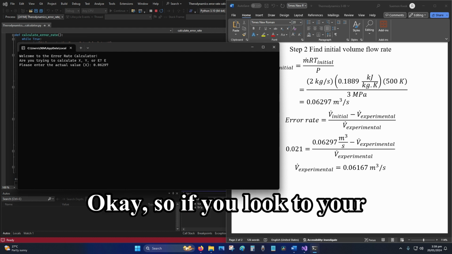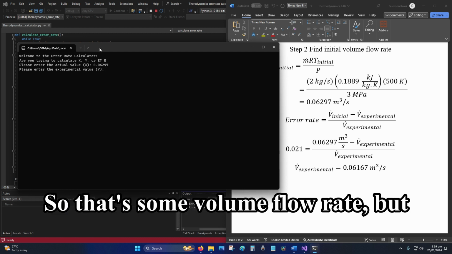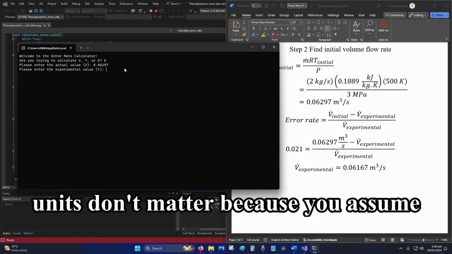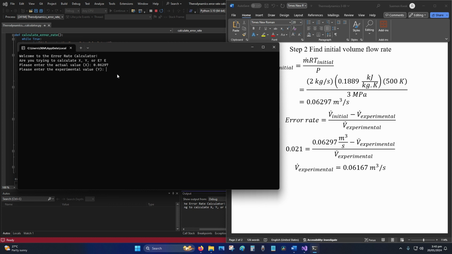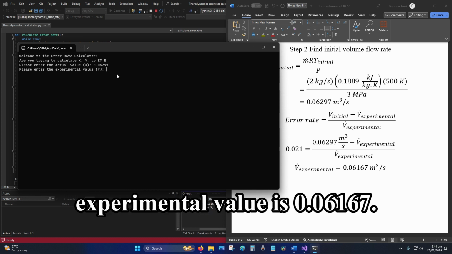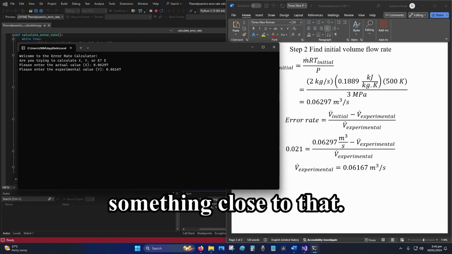Okay, so if you look to your right, it should be the same. So that's some volume flow rate, but units don't matter because you assume what you're typing in, you know what you're typing in, I hope. Okay, and our experimental value is 0.01667. Okay. So it should give you 0.021, something close to that.